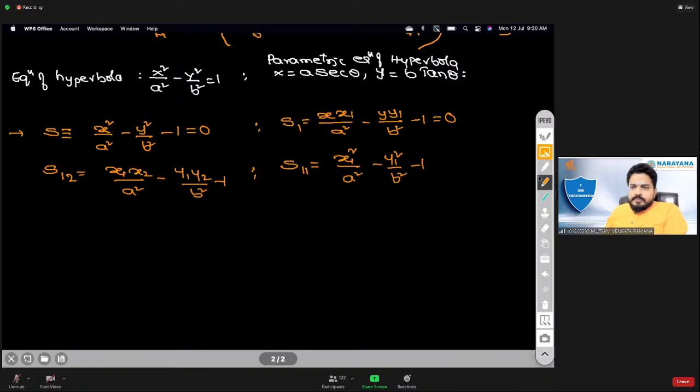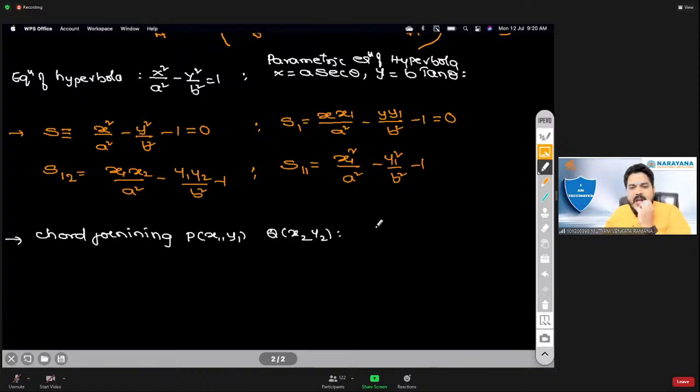Now, the chord joining P(x1, y1) and Q(x2, y2) is S1 plus S2 is equal to S12.